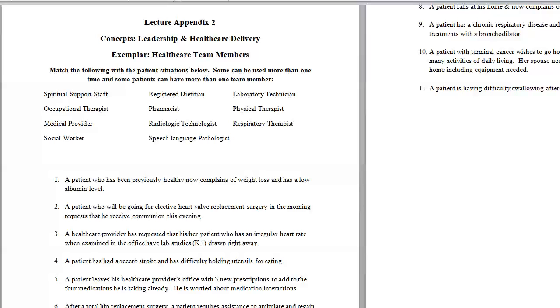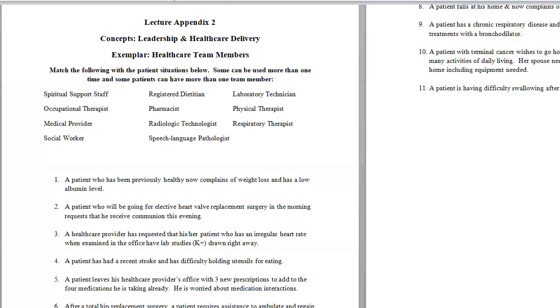But which one of those healthcare team members, which is one of our exemplars, would be responsible for that particular issue or that particular problem with the patient? And remember, some of these can be used more than one time, and some patients can have more than one team member. So let's think about that.